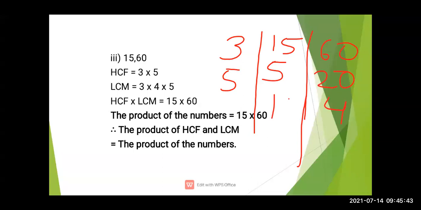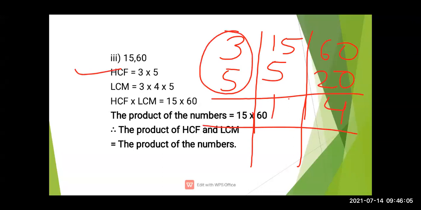Now once again 4 is coming, so we will take the table of... no, we will stop over here. We will not take, वो बड़ा lengthy होगा. So here common is what? 3 and 5. Uncommon is 4. Clear? So HCF what I will write? HCF means common. ये हमारा common है, दोनों में आ रहा है. So HCF I have written 3 multiplied by 5. And LCM means common plus uncommon, that is 3 multiplied by 4 multiplied by 5.